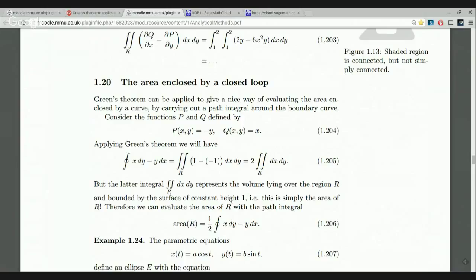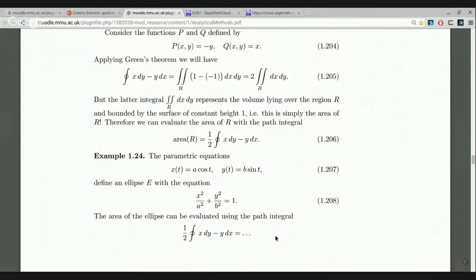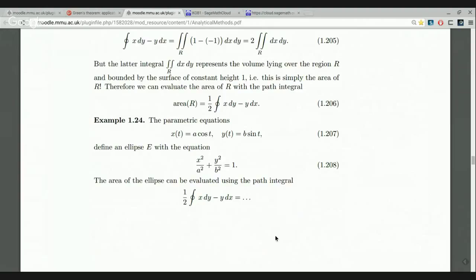Well, the double integral of dx dy gives you the area of the region R. So you can rearrange this to get this nice expression for the area. The area is half of the integral of x dy minus y dx around the boundary curve. Okay, I can show a little example like this in example 1.24. We'll do this on the overhead now. So this is section 1.20, example 1.24.